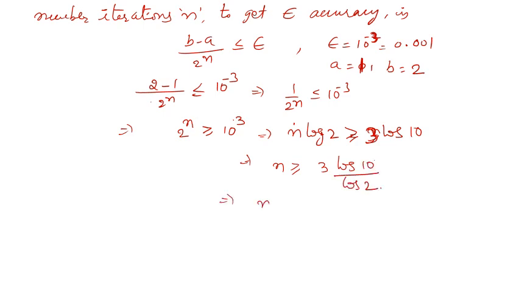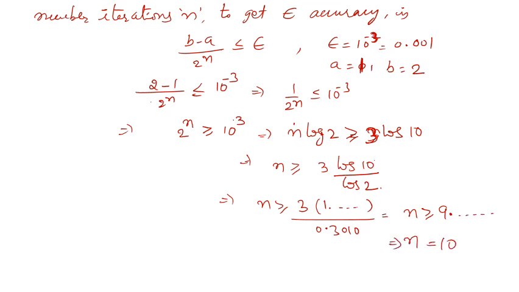This implies n is greater than or equal to 3 into log 10 value, 1 point something, and log 2 value 0.3010, I think, right? So this becomes n greater than or equal to 9 point something something. So since n is an integer, we take n equal to 10.